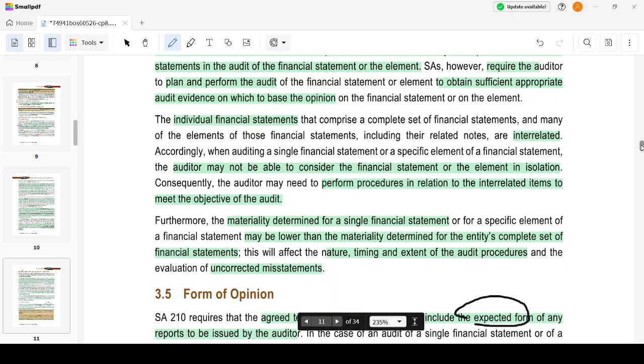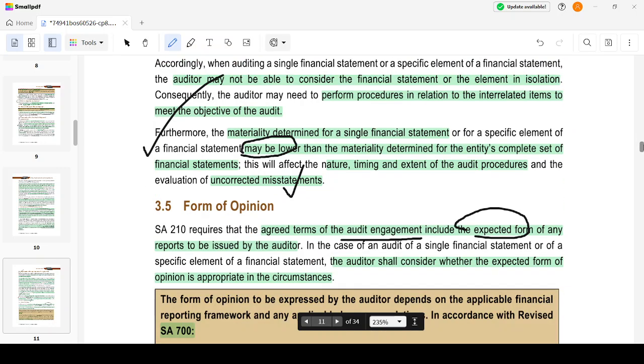Furthermore, this is what we have already discussed, right? The materiality determined for a single financial statement may be lower than the materiality determined for the purpose of the complete set of financial statements, and this will affect the nature, timing, and extent of audit procedures, and also the evaluation of uncorrected misstatements. Now, the last part. That's an important part. Forming of an opinion. I'm doing all this just to form an opinion, right? So forming an opinion. SA 210 recommends the agreed terms of an audit engagement issued by the auditor should include the expected form of the report to be issued by the auditor.